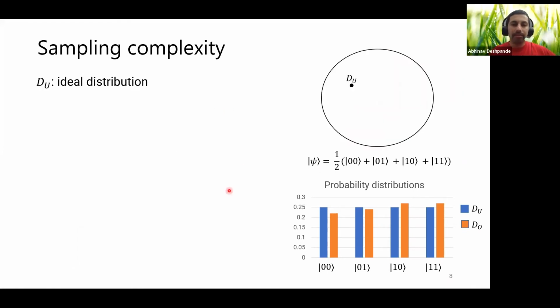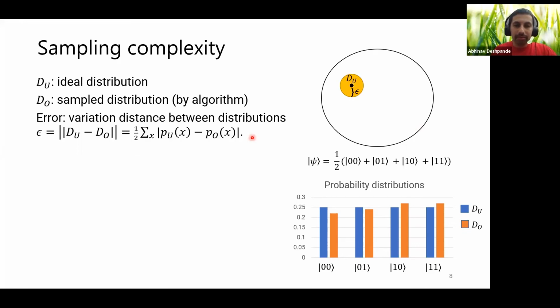We define this more precisely as follows. Imagine that this is the space of all possible probability distributions over n-bit strings, and our ideal distribution is given by a point in the space. We say that the classical computer should output something that's anywhere within this small ball of radius epsilon around this target distribution D_U. We measure this error in terms of the total variation distance between distributions.